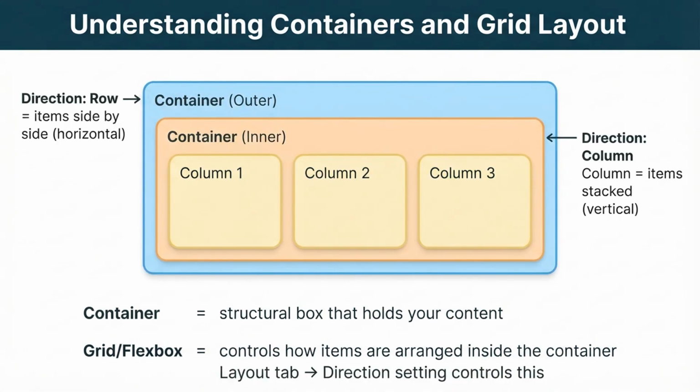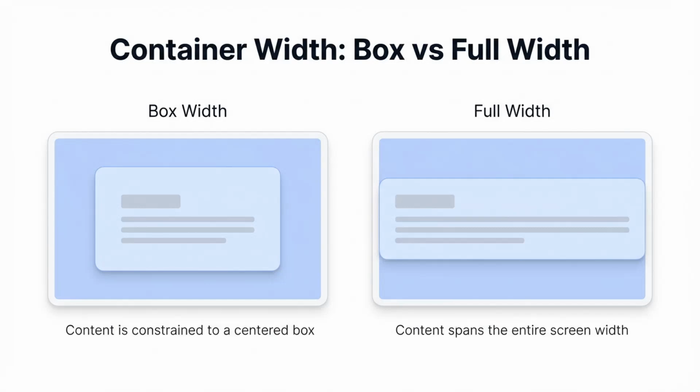Inside the Layout tab of any container, you'll find the Direction setting. If you set it to row, your items line up horizontally, side by side. If you set it to column, they stack vertically on top of each other. This single setting controls the entire flow of content within that container, so always check this first when something doesn't look right. When you add a container, you can control its width.